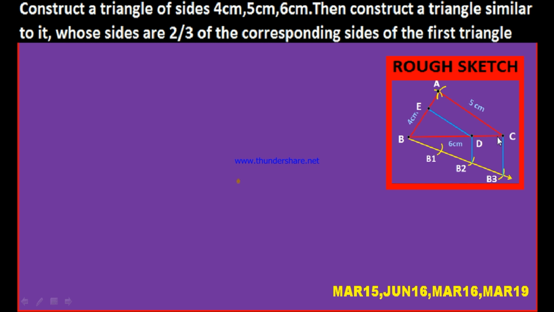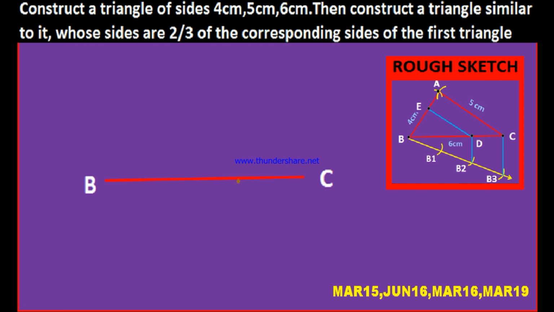Here the red color triangle ABC is the given triangle. The measurements of the given triangle are 4 cm, 5 cm and 6 cm. These are the sides of the triangle ABC. Now we have to draw another triangle BDE such that the sides of the triangle BDE are 2/3 of the sides of the triangle ABC. Now let us go for the construction.